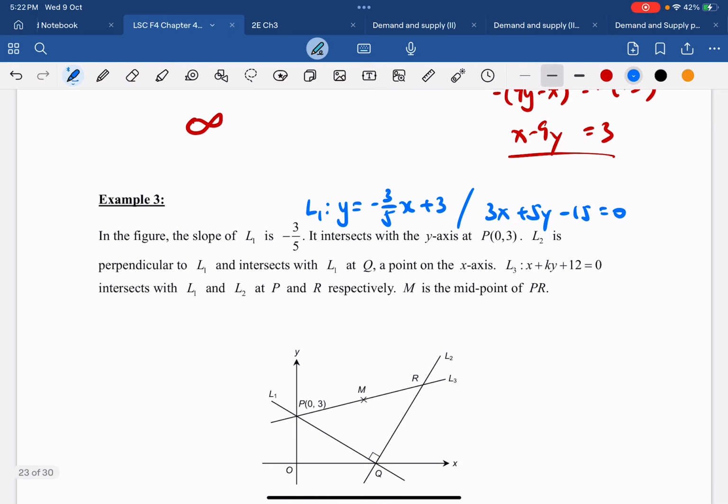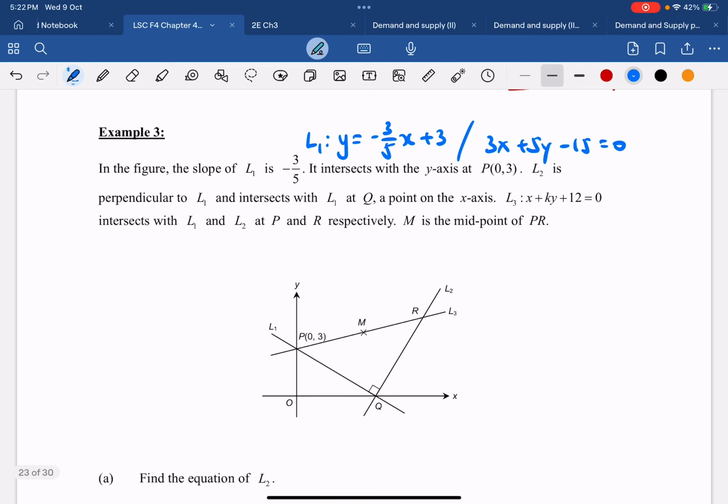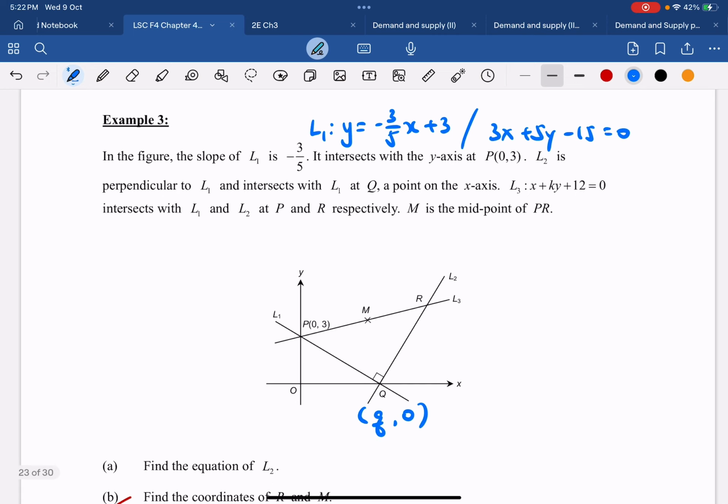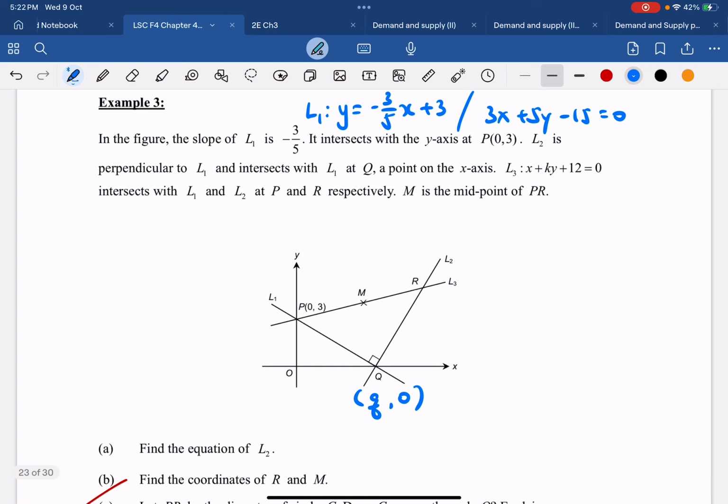And then let's see what happens. L2 is perpendicular to L1, and then intersects with L1 at Q, which is a point on the x-axis. So you know Q will be something like, say, Q(q, 0), because it's an x-intercept, right? So the y coordinate should be 0. So let's take a look at part A first. So find the equation of L2.